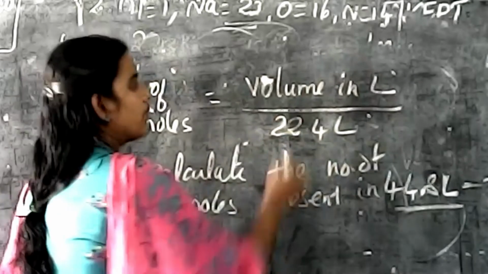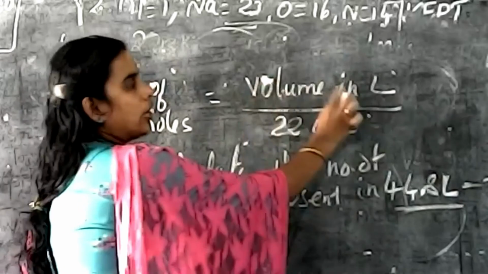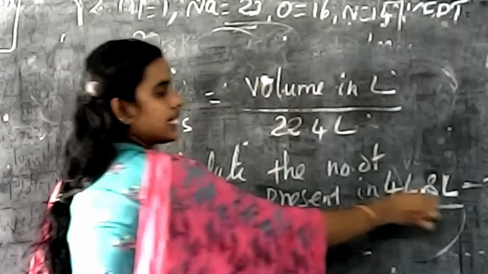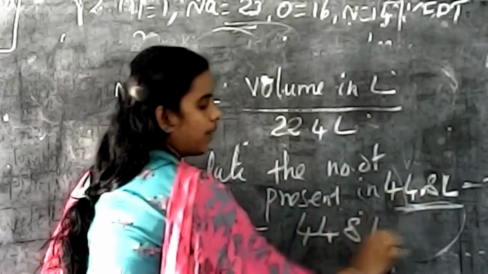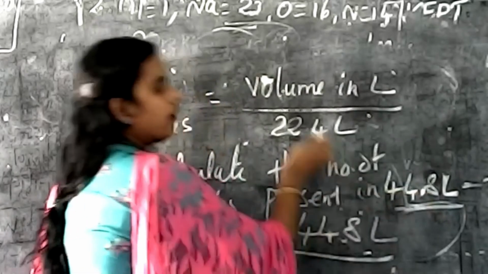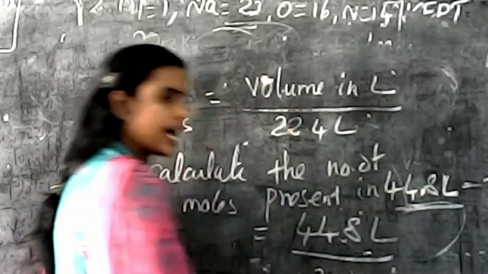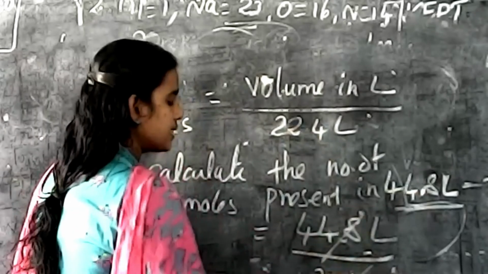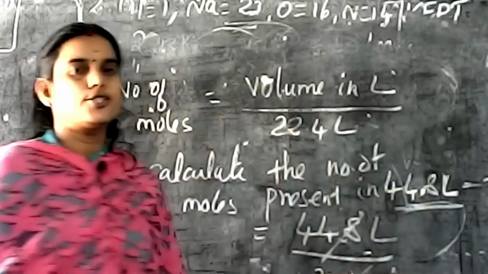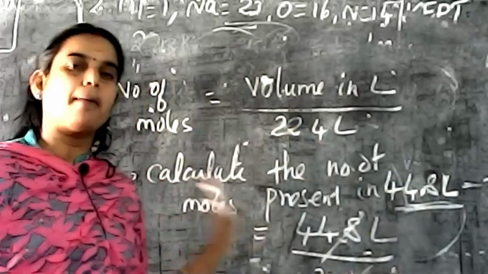We can substitute the value into this formula. Volume in liter is 44.8, divided by 22.4, which is the molar volume, the standard value. So don't change the value. The final answer is 2 moles. Here we are using a different method for calculating the number of moles.